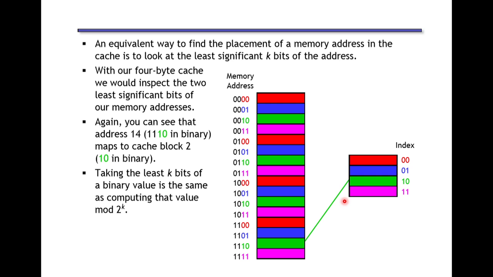Similarly we can represent memory addresses in binary form. For example, 0 you can write as 0000, and this is 1, this is 2, 3, 4. Like that we can write up to 15. This is a 16 byte memory. Similarly we can do indexing for the cache, as 00, 01 in binary format.